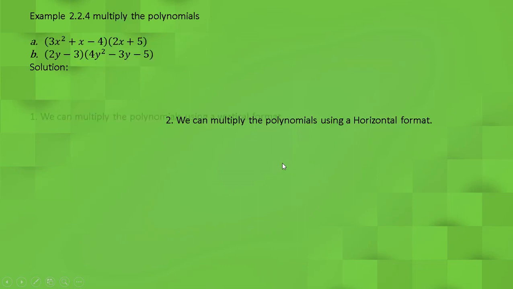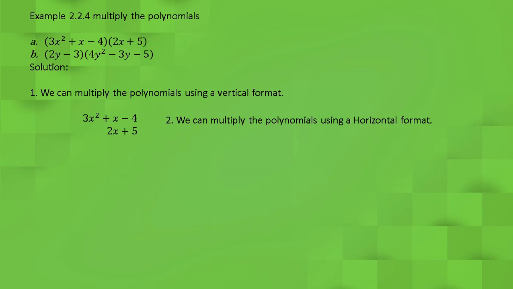Okay, let's have another example. You can also multiply polynomials using vertical format, the same as what we do when we multiply numbers. So 5 times 4 is negative 20. 5 times x is 5x. 5 times 3x squared, that's 15x squared.